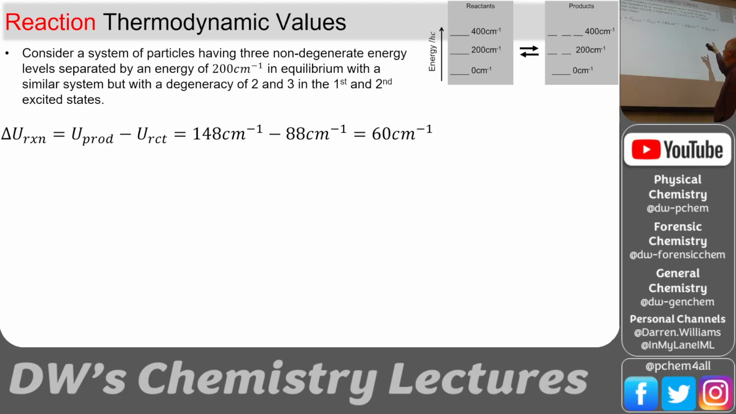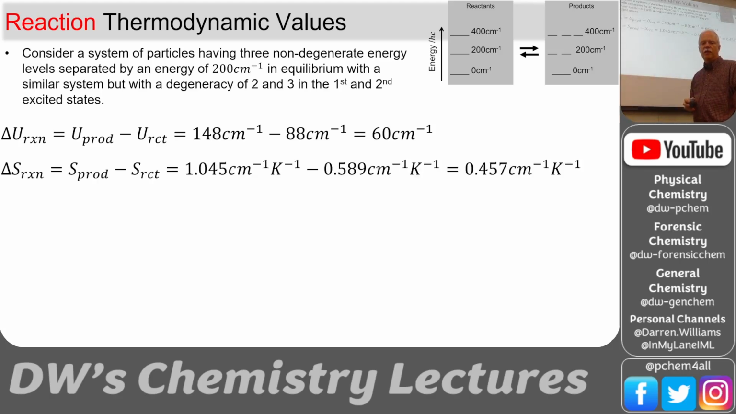So 148 minus 88. So it went up 60 wave numbers in this reaction when we go from reactants to products. And the delta S, entropy products minus entropy reactants, it also went up. So the right system has more entropy than the left. Can you explain that to me? Why would you look at that and say, oh yeah, that makes sense, or does it? Look at the right system, the products. Why would it have more entropy than the left?